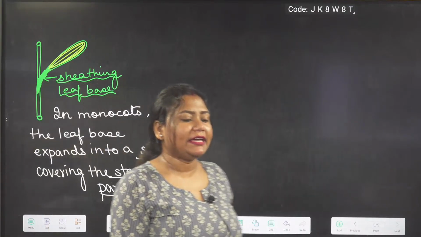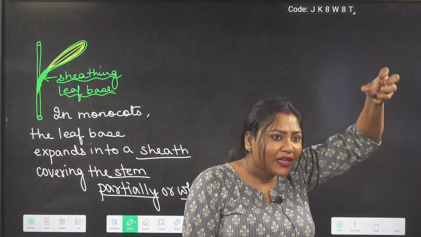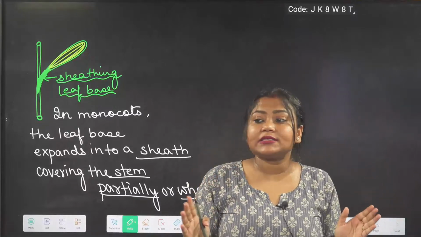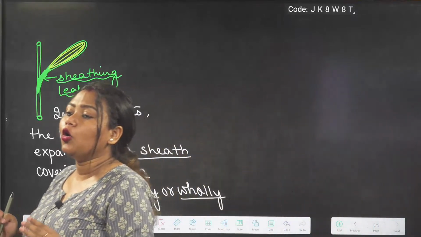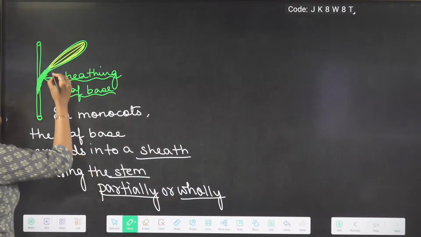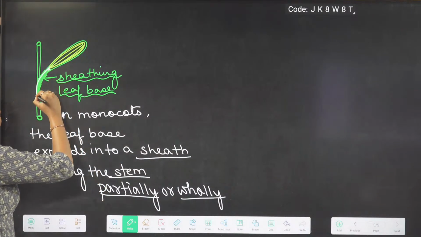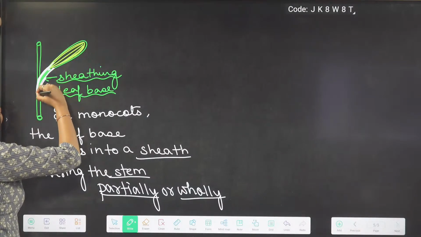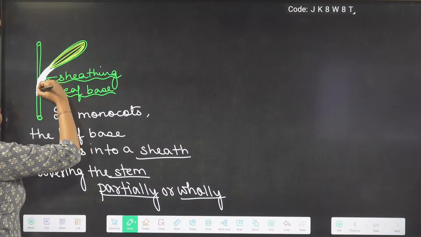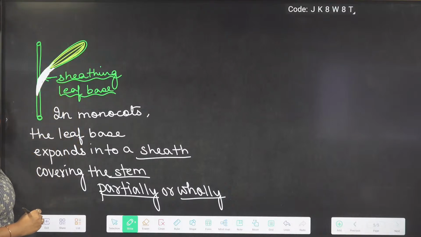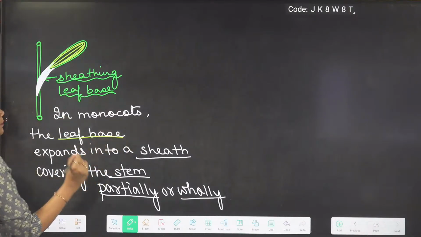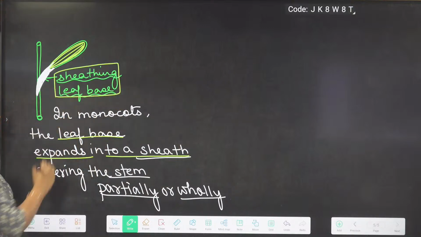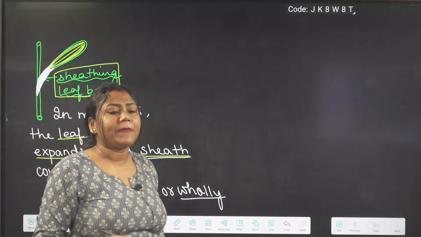This is your sheathing leaf base. What happens over here? The leaf base gets extended. When the leaf base gets extended, it covers the stem either partially or wholly. This was the leaf base, but now the leaf base is extended over here. It happens in case of monocots. Leaf base is a point, but in monocots it expands into a sheath. So monocots have which type of leaf base? Sheathing leaf base that covers the stem partially or wholly.